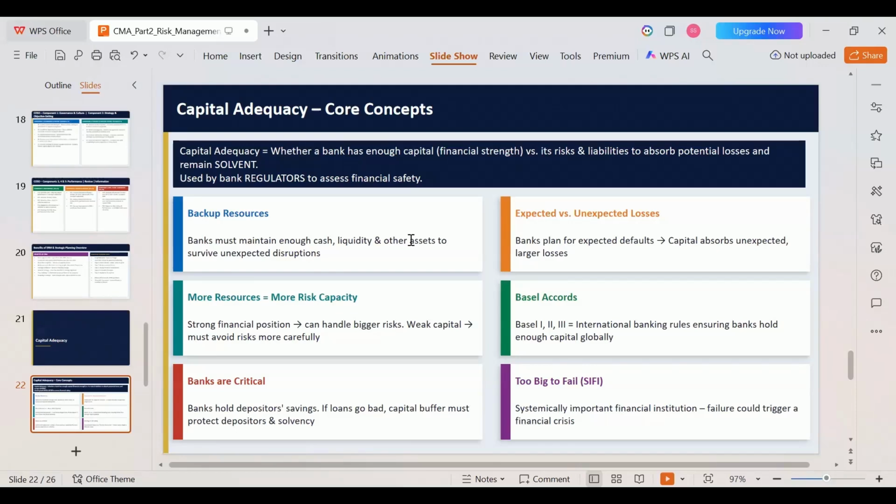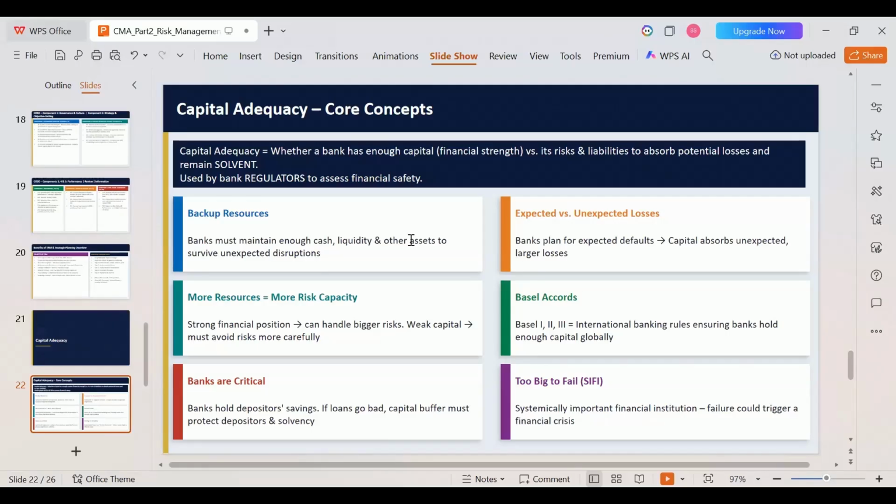Where do they get their cash and liquidity from? It has to be very well planned. Okay. Then more resources will be equal to more risk capacity. The greater the resources that banks have, their risk capacity will increase. Okay. And they will be able to handle bigger risks for the economy. Then banks are critical. As I told you, they are very important financial institutions for the growth of the company, for the growth of the country.